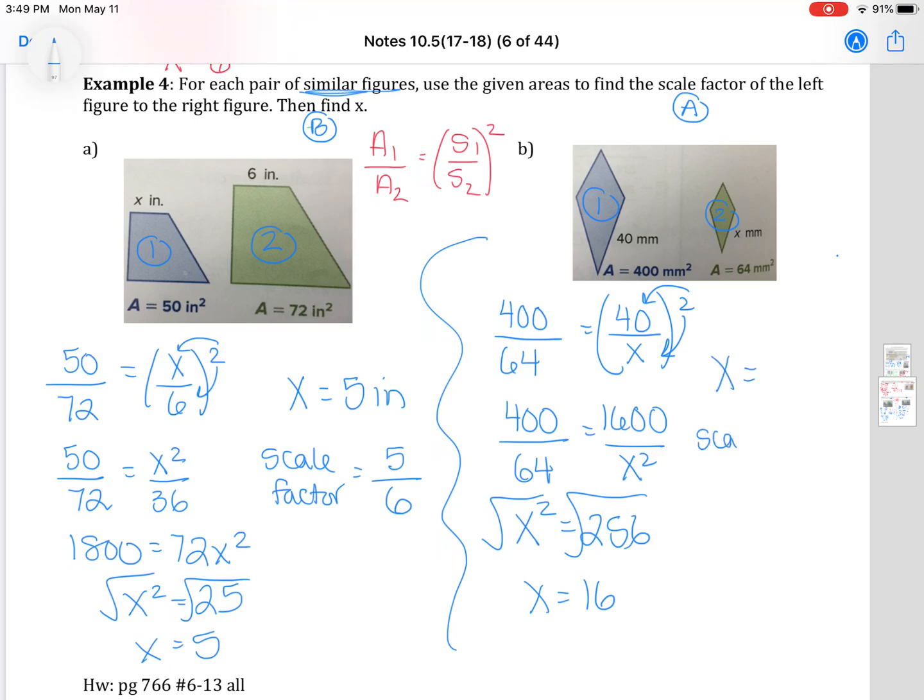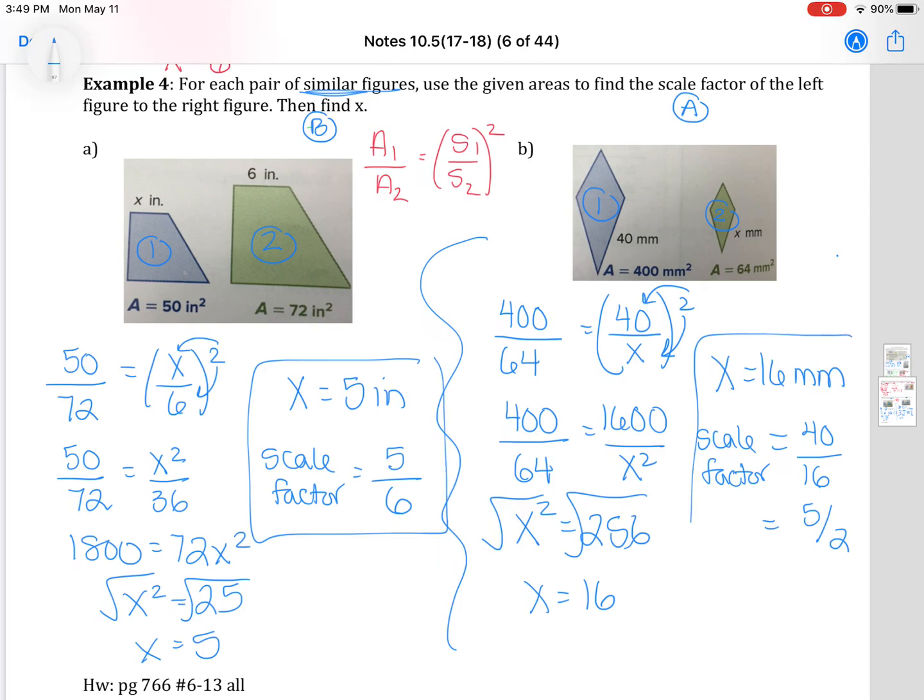So we had 2 answers we were finding, x and the scale factor. So x is done, 16, and we're talking millimeters here. And then in terms of scale factor, well, that's side 1, 40, over side 2, which is 16, and they are both divisible by 8, and you end up with 5 over 2.